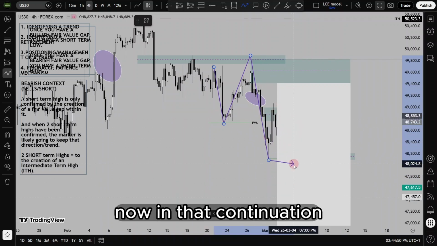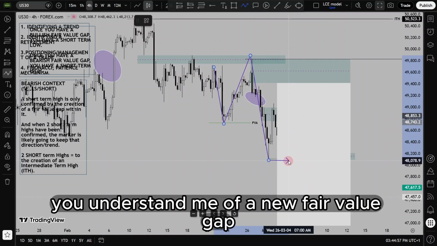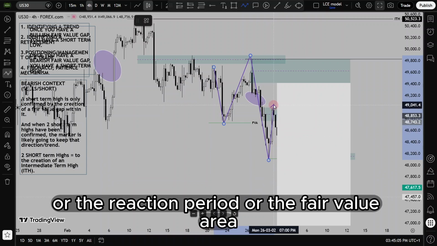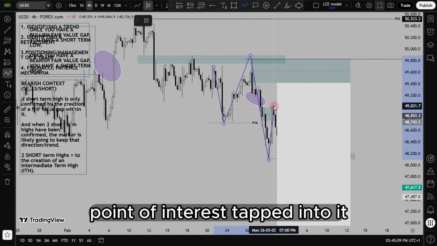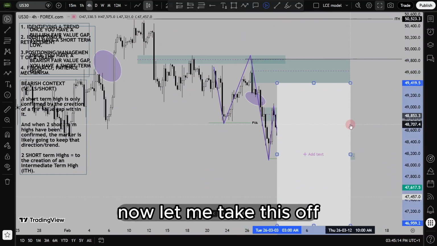Now, in that continuation, what you are looking for is the creation of a fair value gap. You understand me? Of a new fair value gap. In this case, price came to the reaction area or the reaction POI or the fair value area point of interest, tapped into it and created new fair value gaps going down. Now let me take this off.